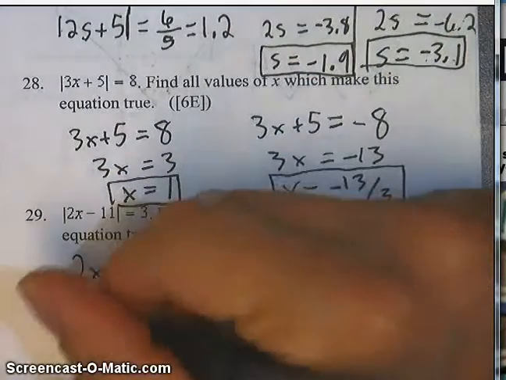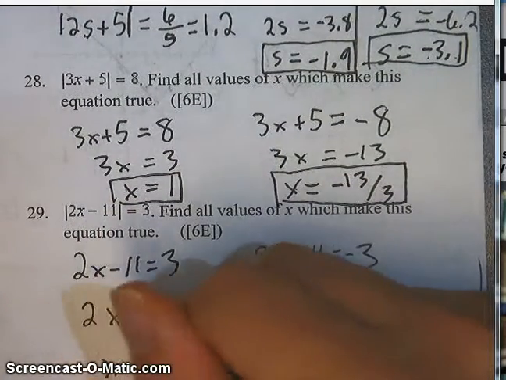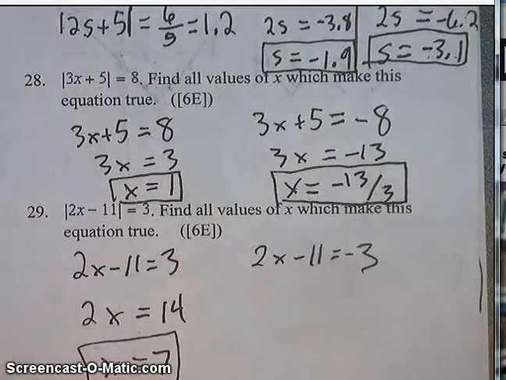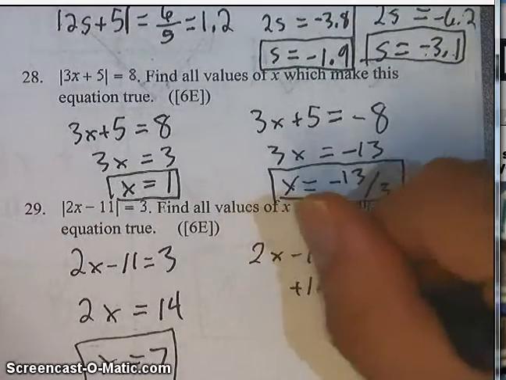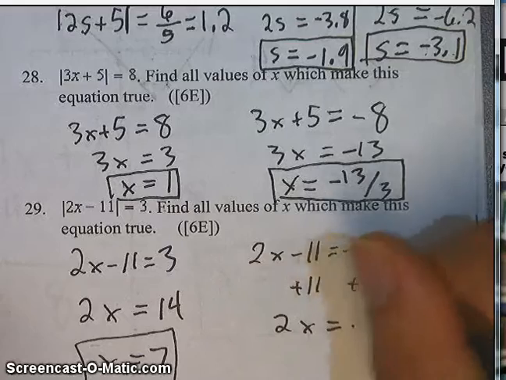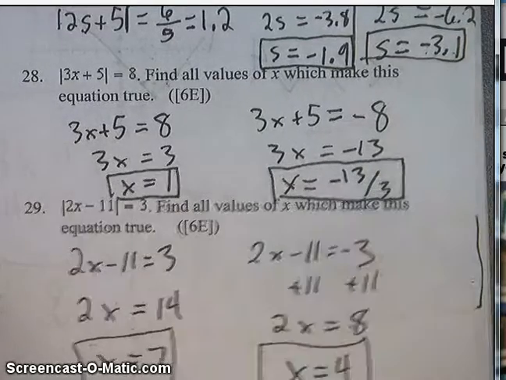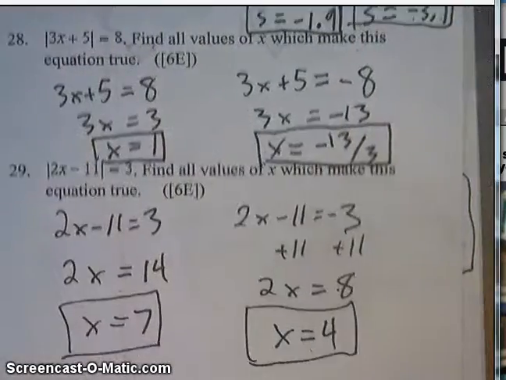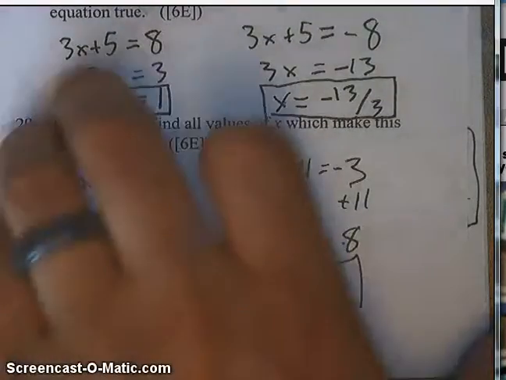Add 11 to both sides to get 2x equals 14. Divide by 2 to get x equals 7. There's one of those answers. Add 11 to both sides to get 2x equals 8. Divide by 2 to get x equals 4. There's your other solution. 29. Moving on to the last page.